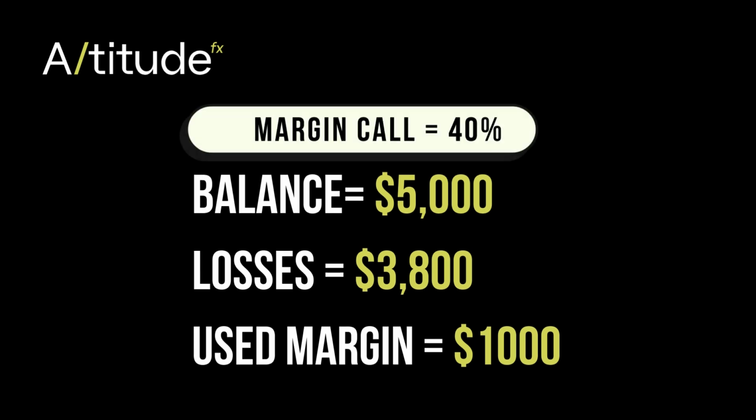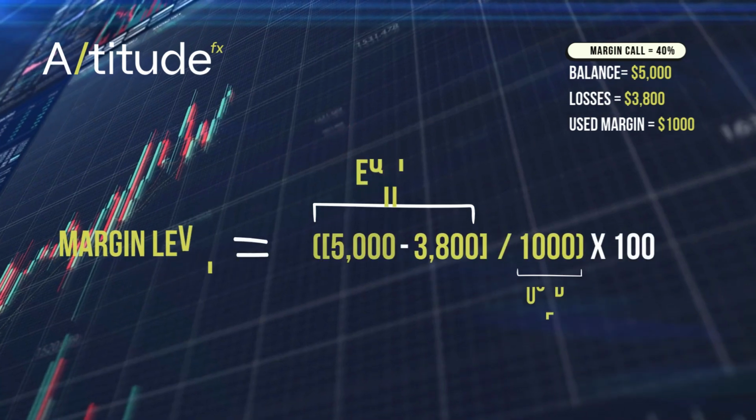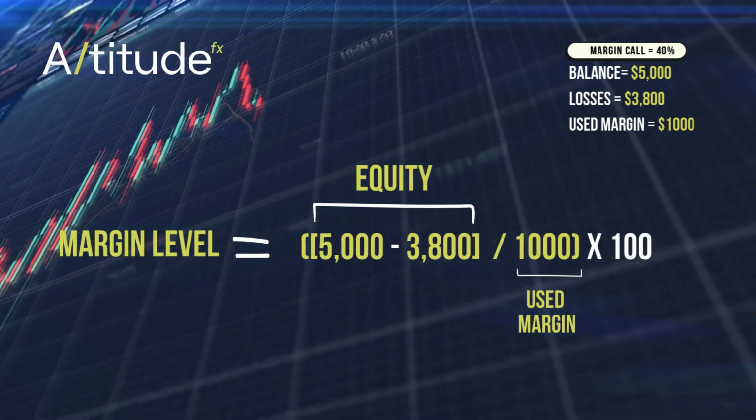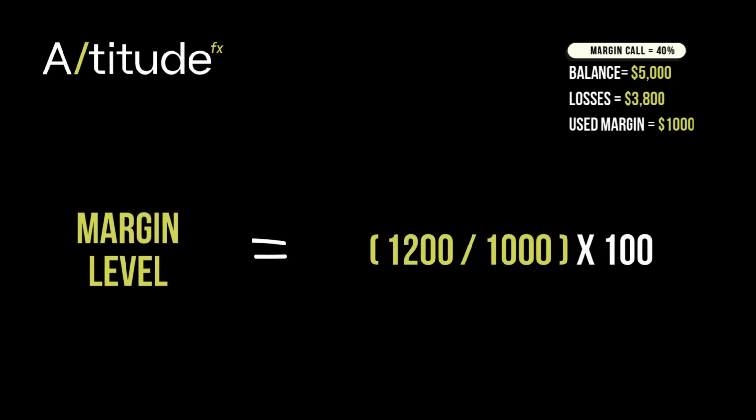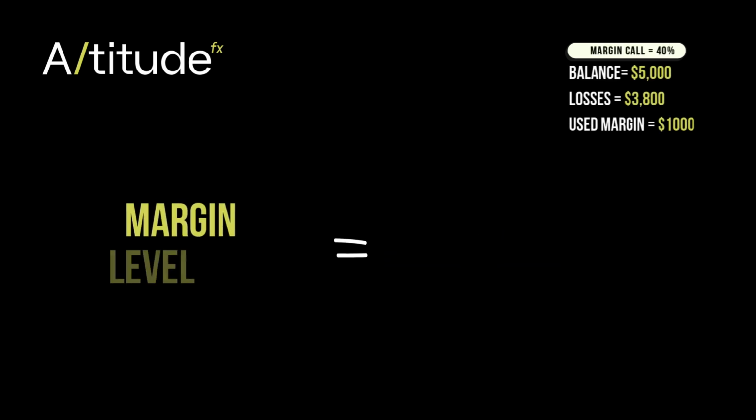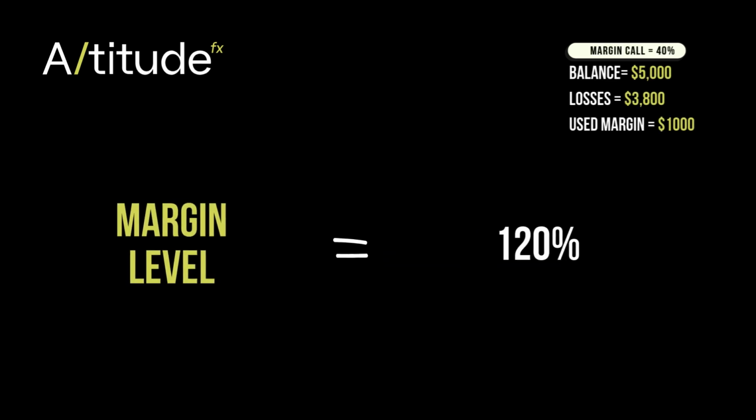Don't forget that your margin level is your equity divided by used margin times 100. If his margin level decreases further to 40%, he will get a margin call. So make sure always to keep an eye on your margin level, guys.